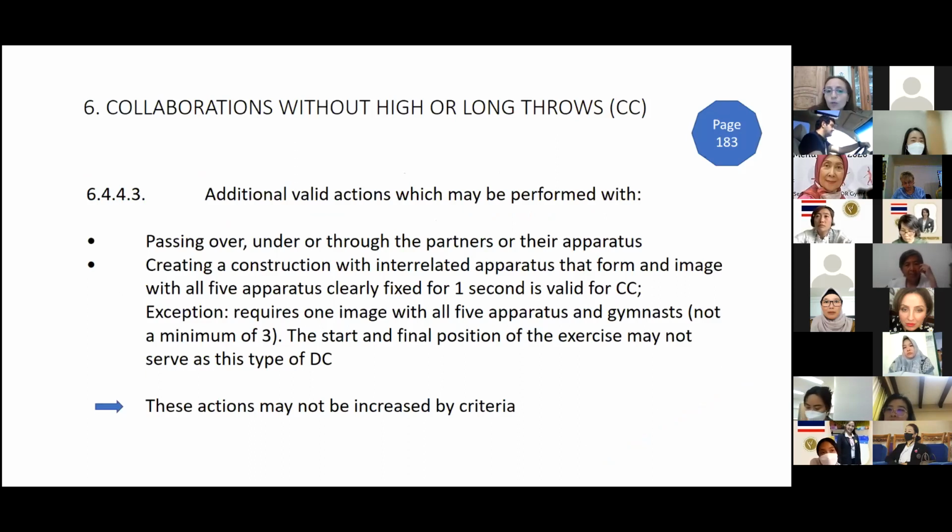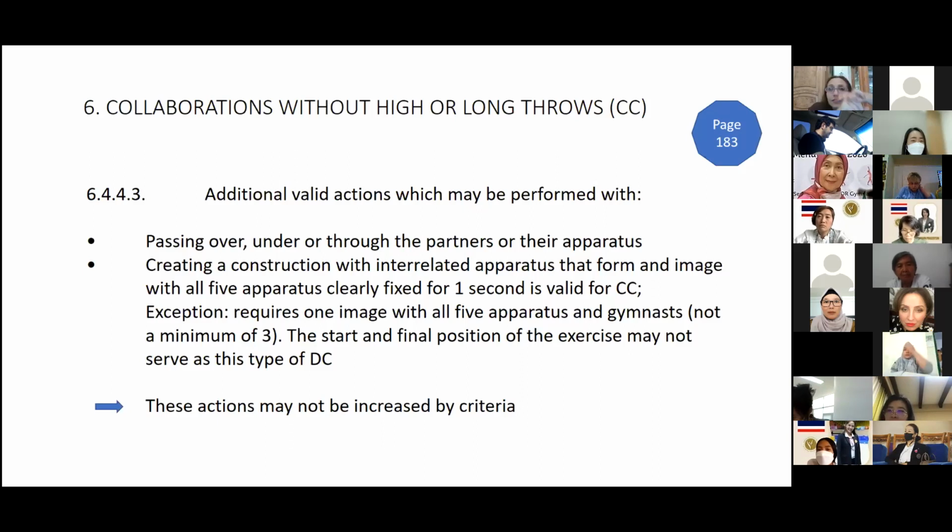Additional valid actions which may be performed with the CC is passing over, under, or through the partners, or creating a construction with interrelated apparatus that form an image. All 5 apparatus clearly fixed for 1 second can also be valid for a CC. This is very interesting, but be careful. Requiring 1 image requires all 5 gymnasts to participate and all 5 apparatus, not 3 like the normal CC to require this image, the fixation of the image.